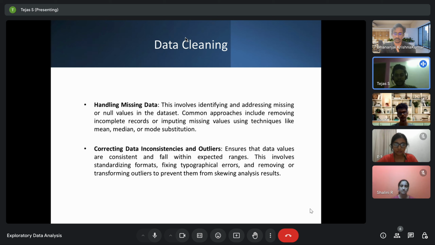and correcting data inconsistencies and outliers ensures that data values are consistent and they fall within expected ranges. This involves standardizing formats, fixing typo errors, and removing or transforming outliers to prevent them from skewing analysis results. Basically, we ensure that the data is within a given range, and we remove the outliers so that they cannot cause any errors for future prediction. So it is important to clean the data.